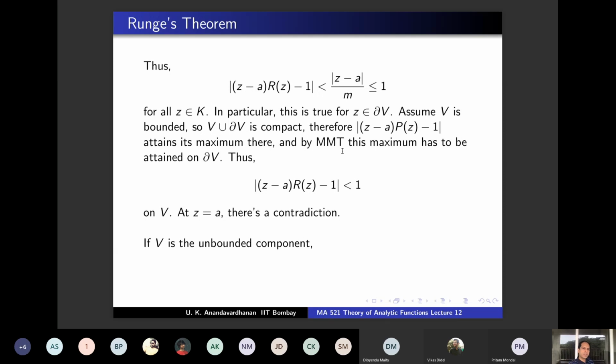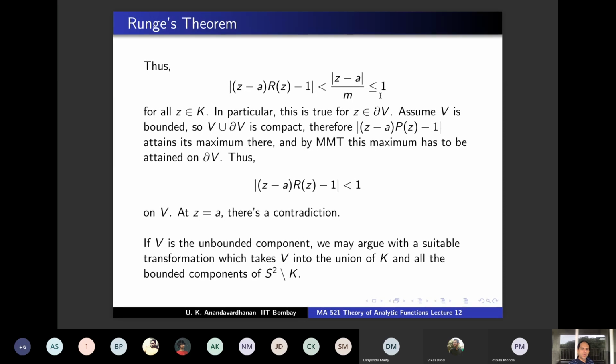So only on the boundary that is touching K, I can say it is strictly less than 1. I don't know the value at the other boundary. So there is a problem with that argument. So if V is the unbounded component, one way to argue would be you make a suitable transformation. Anyway, arguing with the neighborhood of infinity is by making a transformation, z going to 1 by z kind of a transformation.